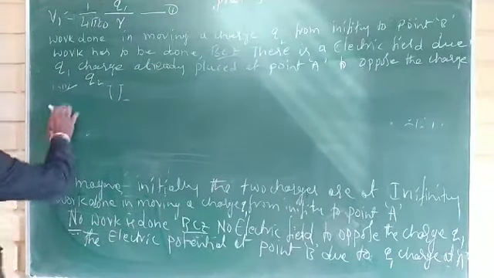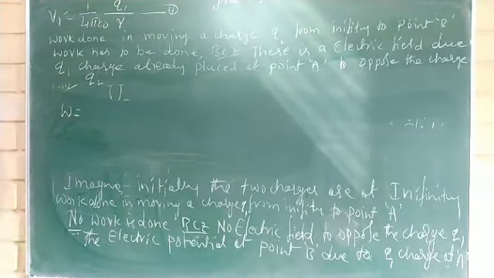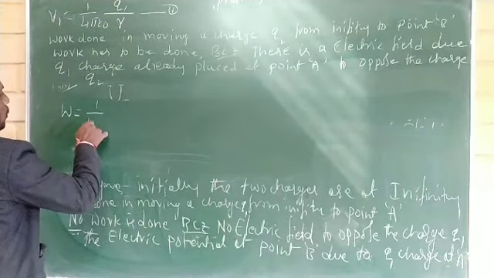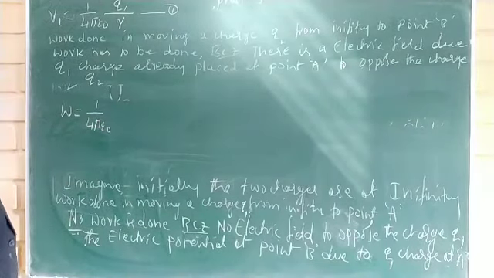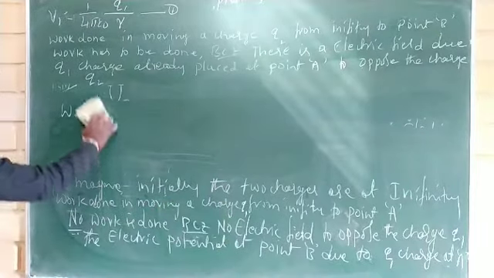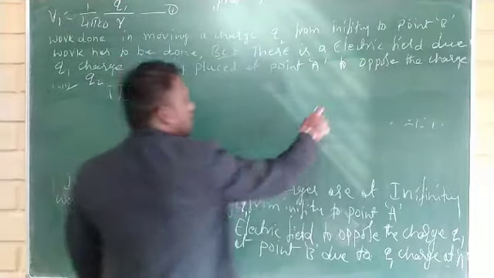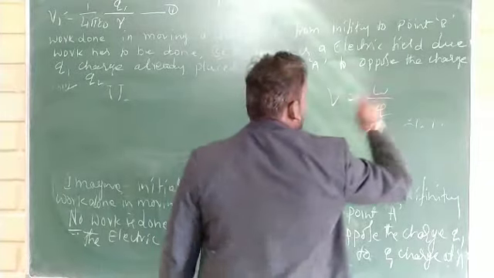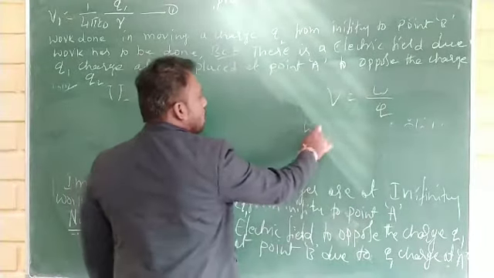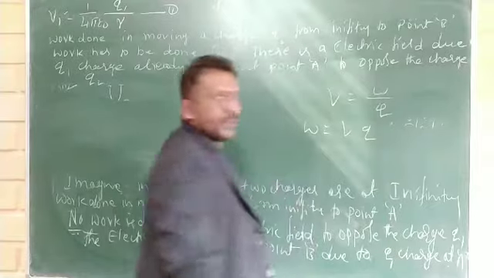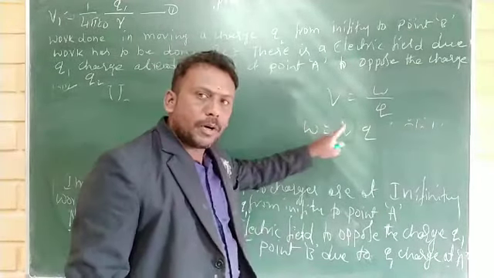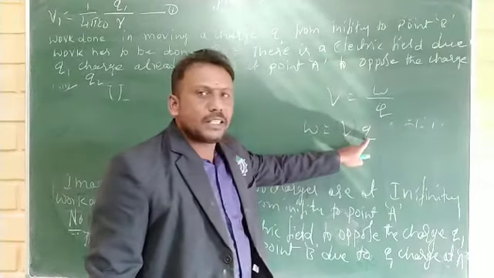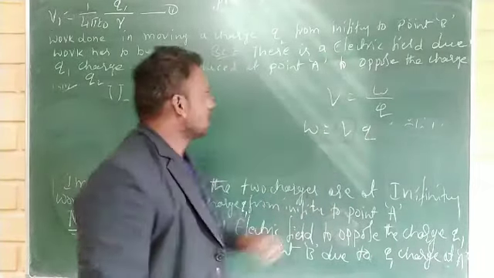First we have to write the potential work done. We know that potential V is equal to work done divided by charge. Therefore, work done is equal to V into Q. What is V? V is the potential at point P due to charge Q1, and Q is the Q2 charge.